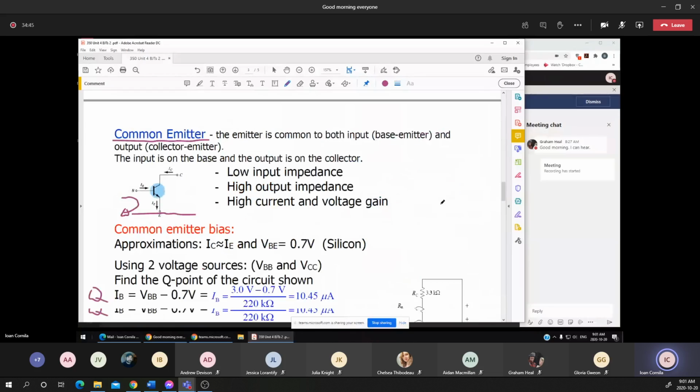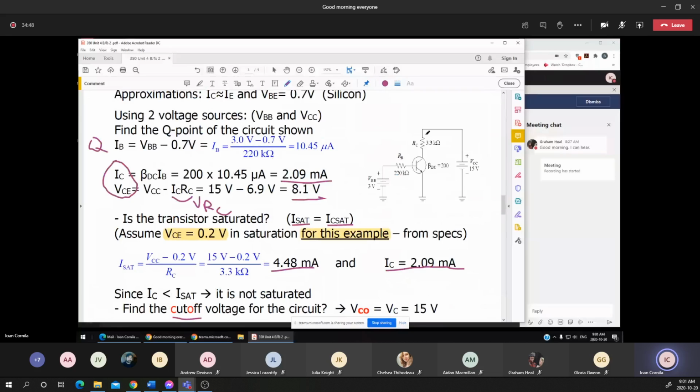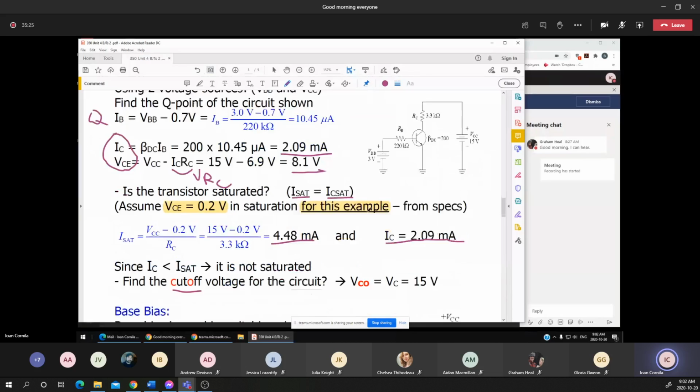In this diagram, if the IC is 0, there is no voltage drop across the RC. Suppose that I'm removing this connection, which means that the IB is equal to 0 and IC is 0, so the VCE at cutoff is equal to the VCC, the supplied voltage. Remember that at cutoff the transistor is in the off state. There is no current that flows between the collector and the emitter.